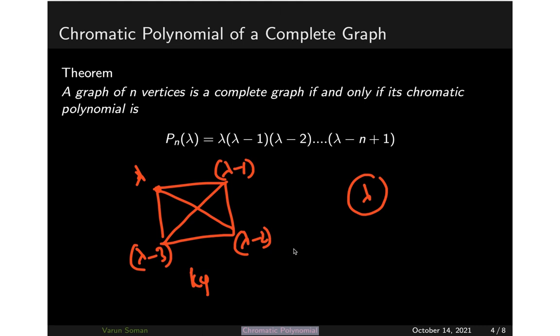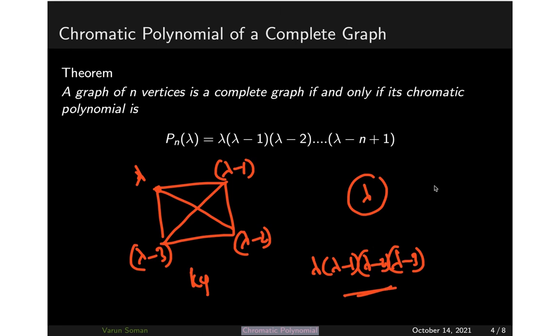Okay, so when you multiply, the total number of ways will be equal to lambda into lambda minus 1 into lambda minus 2 into lambda minus 3 here. So that is actually the total number of ways. In this case your n was actually 4, so that is why it became lambda minus 4 plus 1, which is lambda minus 3 there. Okay, so this is the idea of the proof.